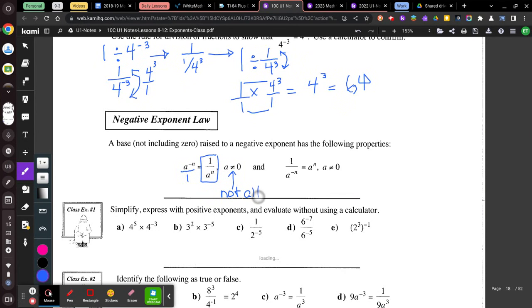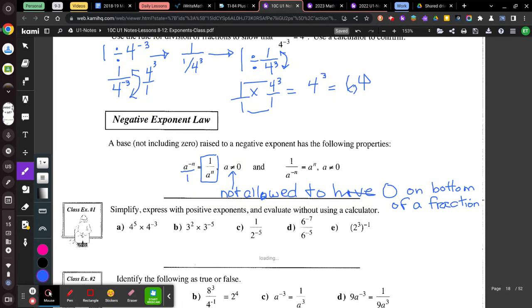So, not allowed to have 0 on the bottom of a fraction. Oh, it's glitching already. Okay. So you're not allowed to have the number 0 on the bottom of any fraction.